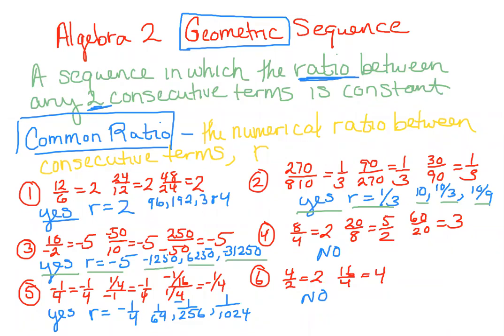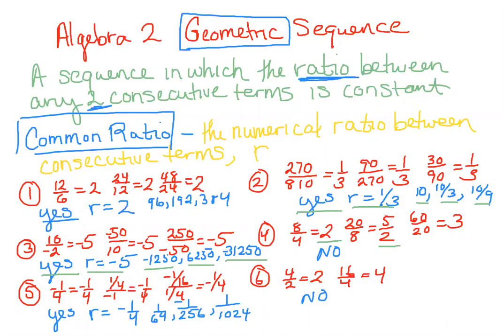Look at number 4. 8 over 4 is 2. 20 over 8 is 5 halves. Oh, we could stop right there. 60 over 20 is 3. It does not have a common ratio. Whoops, sorry about that. They're different. So no, it's not geometric, and we're done.